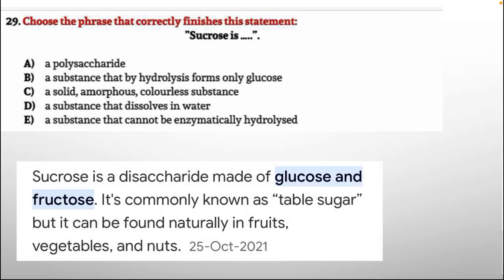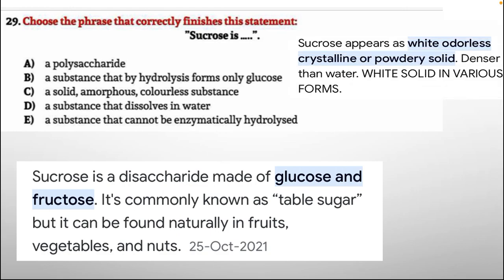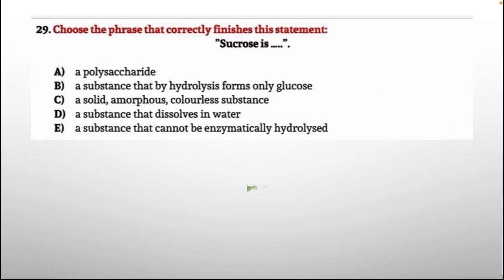So here is some explanation. Sucrose is a disaccharide made of glucose and fructose. It's commonly known as table sugar, but it can be found naturally in fruits, vegetables, and nuts. Sucrose appears as a white, odorless, crystalline or powdery solid, denser than water, a white solid in various forms. So according to that explanation, option number D, a substance that dissolves in water, is the correct option.